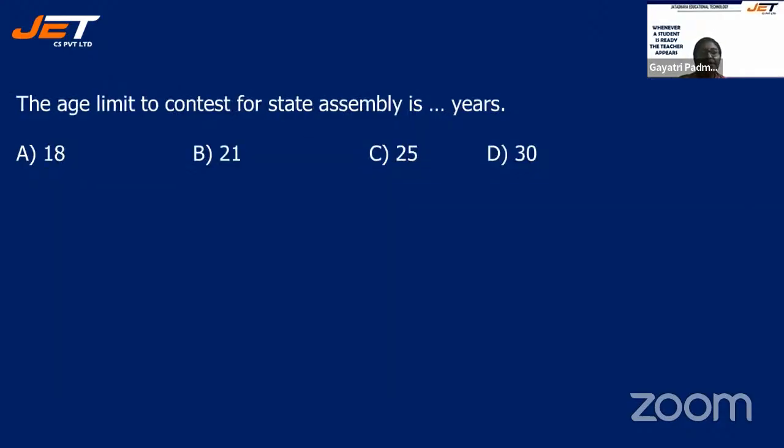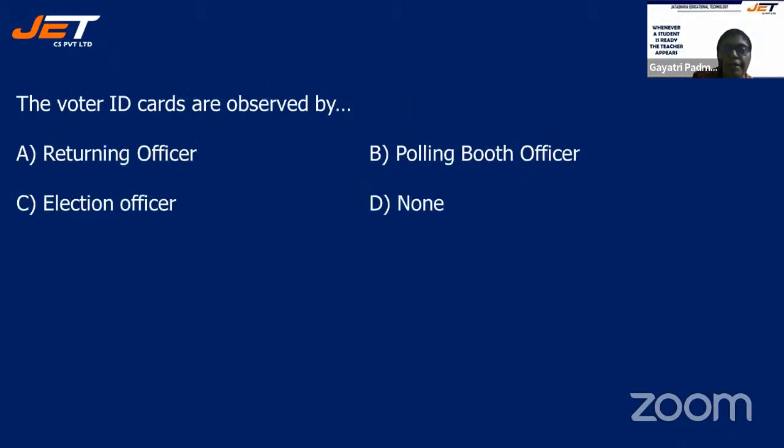See the next question. The age limit to contest for state assembly is dash years. It is 25 years. The voter ID cards are observed by dash: the returning officer, polling booth officer, election officer, or none. Yes, so I'm sure you would have understood this question.